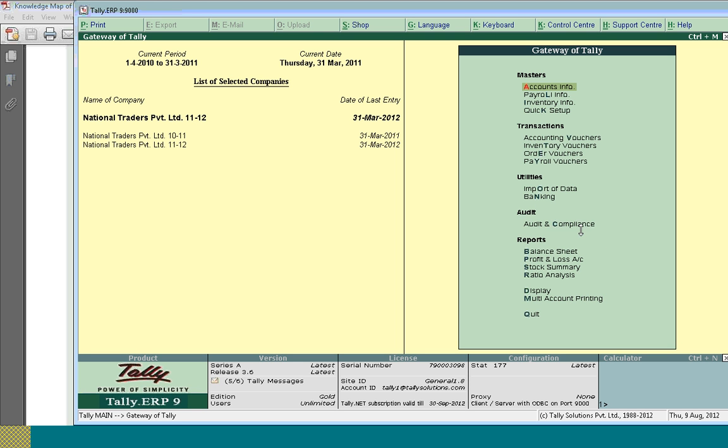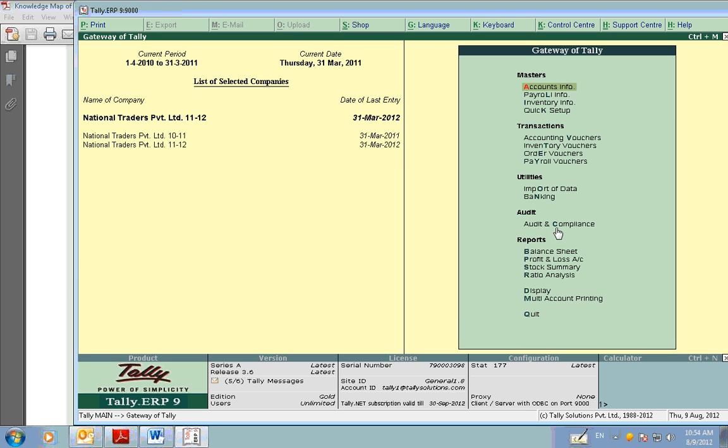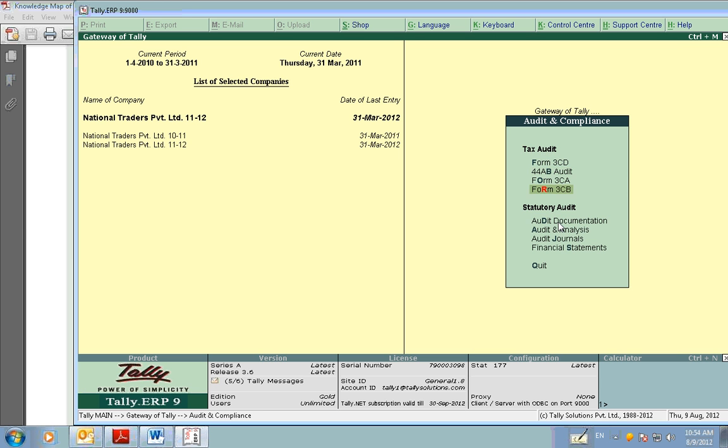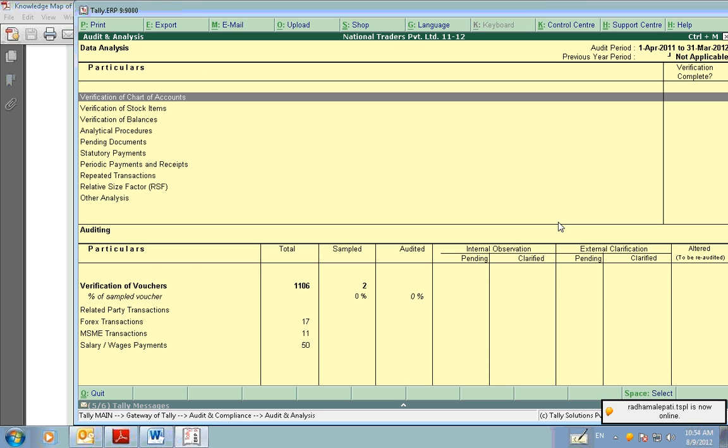So now we'll move to this option. As all are aware, audit and compliance being an external activity, the data should compulsorily be protected with security, a password. So here we have the options: Gateway of Tally, audit and compliance. We were talking about the statutory audit. The first point discussed was audit and analysis. Then we will talk about what other menus are available and how they are useful. So let us dig into this audit and analysis.